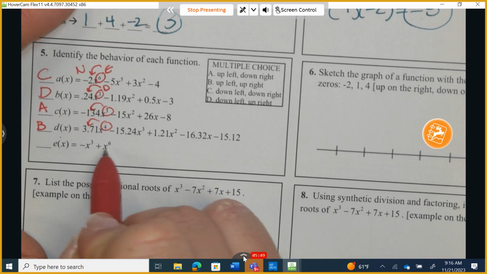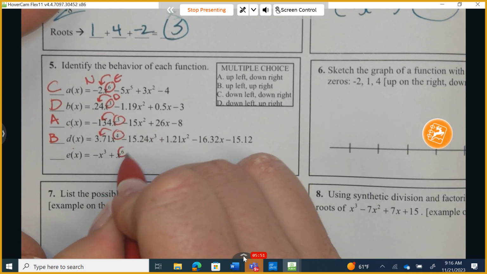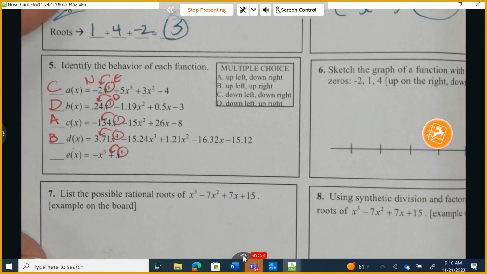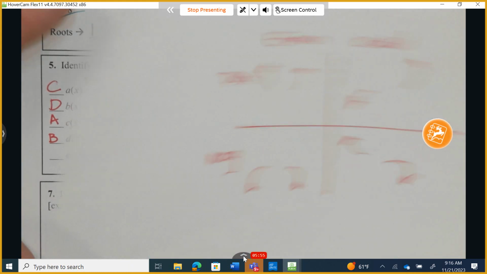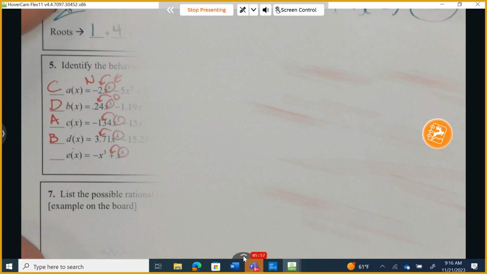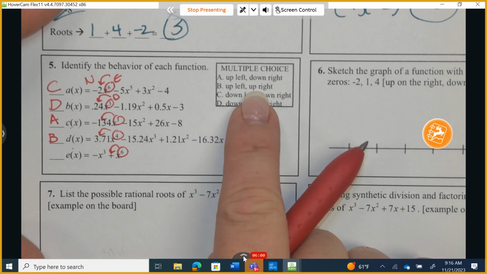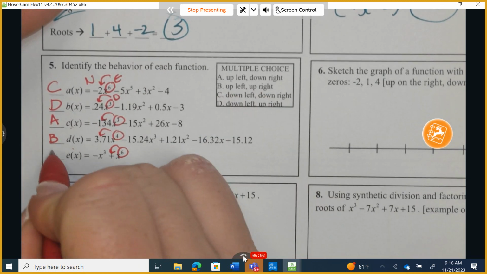And last one, notice this is not in standard form. This is even positive. So even positive is up on the left and up on the right, which is going to be option B.